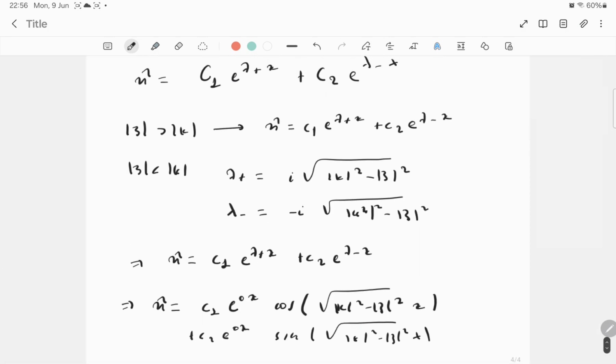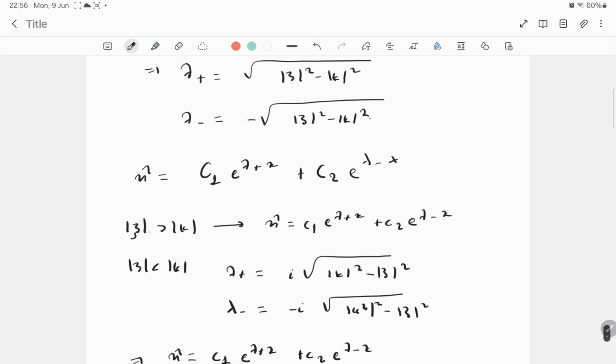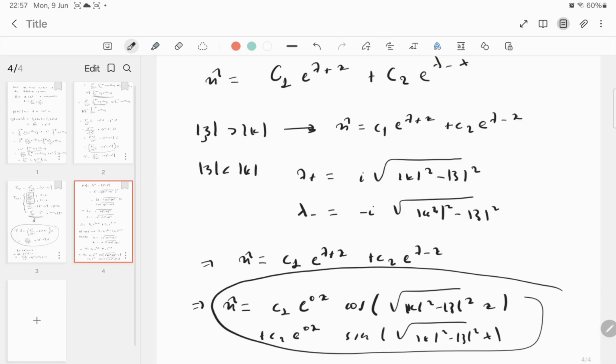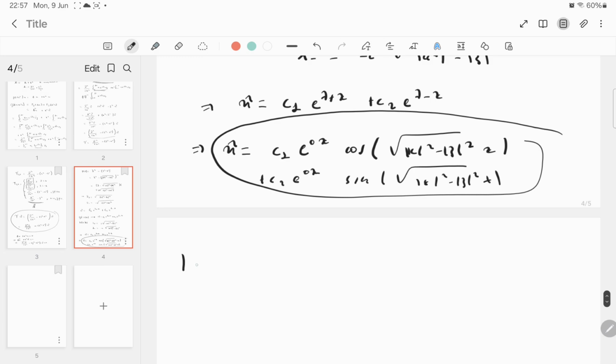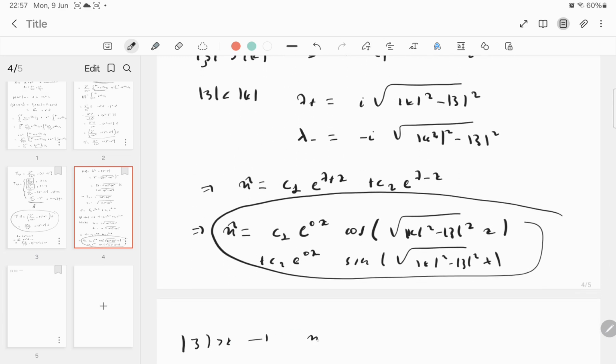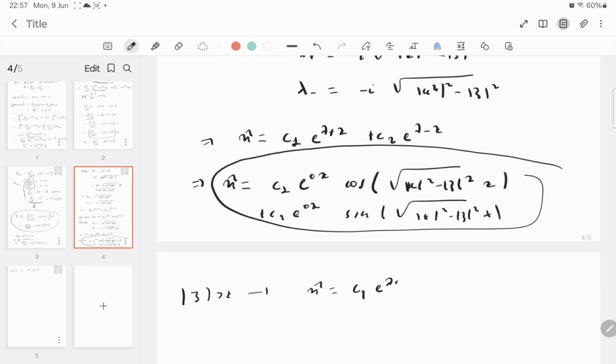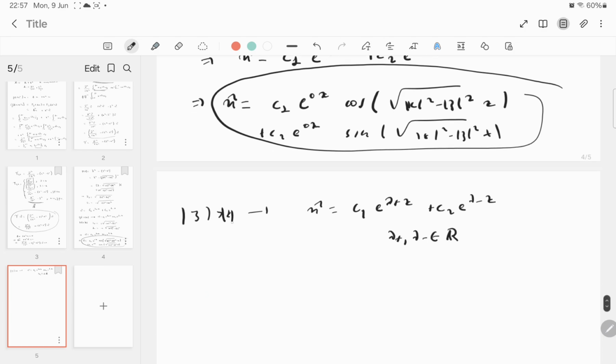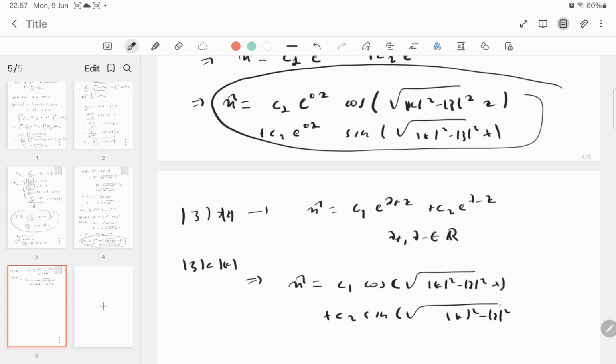So these are my two solutions. In case that xi, the Fourier frequency in absolute value, is bigger than the wave number k, then I have this solution. In case that the wave number is bigger than the Fourier frequency, I have this solution here. So I'm going to write it more clearly. In case that xi is bigger than k, u hat is C1 e to the lambda plus x plus C2 e to the lambda minus x, where lambda plus and lambda minus are real numbers. Otherwise, u hat is C1 cosine of the square root of k squared minus xi squared times x plus C2 sine of the square root of k squared minus xi squared times x.